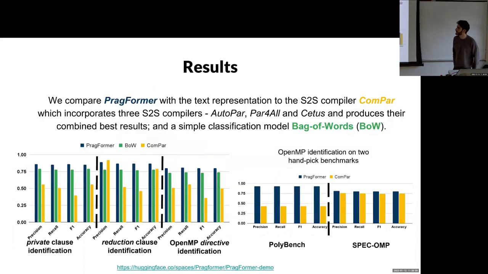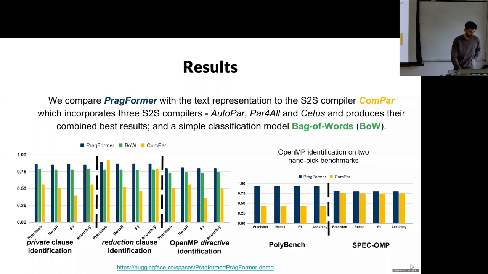So regarding the results, we took our model and Compar and another simple model, which is called bag of words, and we took the database and wanted to see how each one of them did at identifying the OpenMP directives. The Pugformer, which is the blue line, is above everyone else, which isn't surprising because it's a lot better at identifying these locations of OpenMP than Compar, which really struggles in identifying locations because it has many pitfalls in understanding the syntax, understanding dependencies, and determining function side effects. And even if we take two specific benchmarks, Polybench and SPEC, we also see that Pugformer managed to identify locations of OpenMP a lot better.